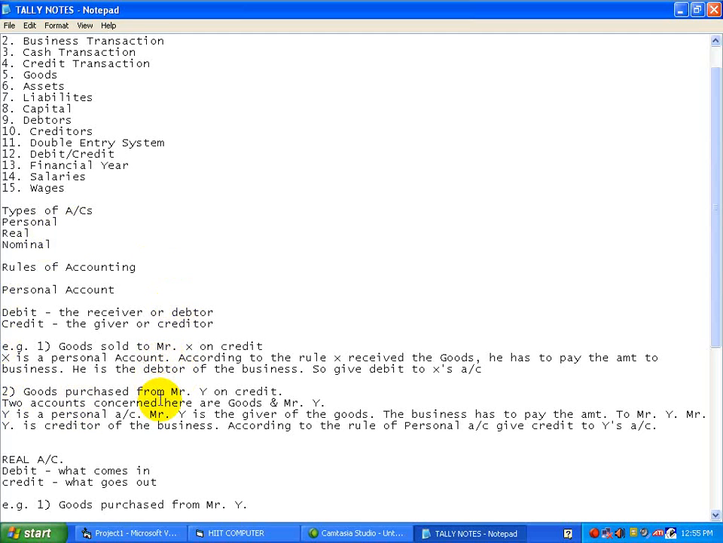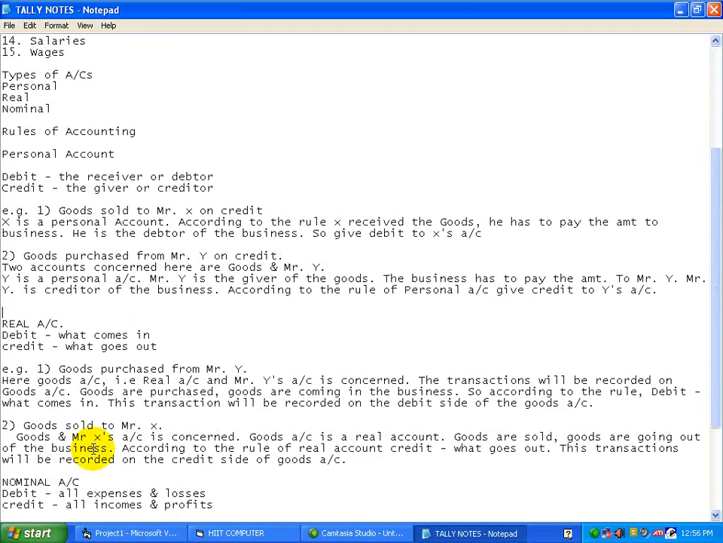Goods purchased from Mr. Y on credit. Here we have goods sold, but if you see the entry goods purchased from Mr. Y on credit, two accounts concerned here are goods and Mr. Y. Y is a personal account. Mr. Y is the giver of the goods. The business has to pay the amount. Mr. Y is creditor of the business. According to the rule of personal account, give credit to Y's account. So we have seen how to credit and debit as per the personal account rule. Now further we will see about real account.